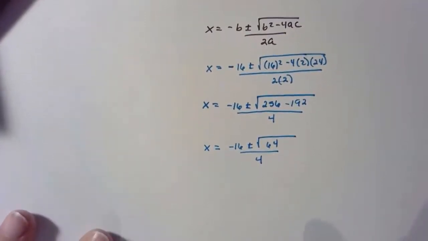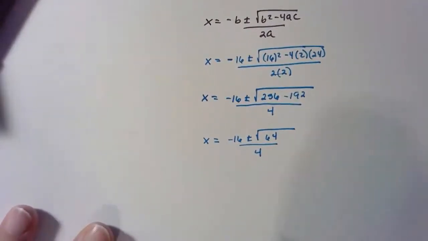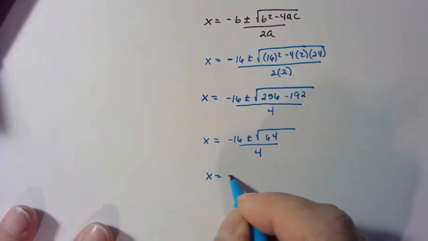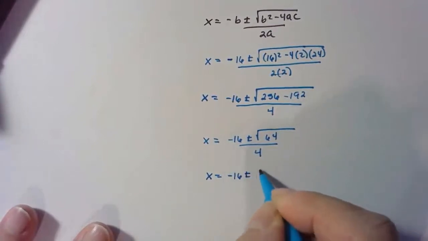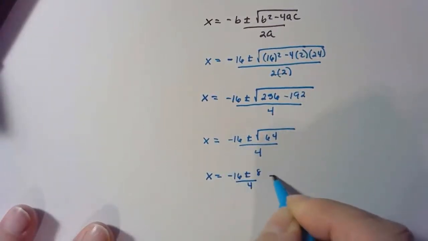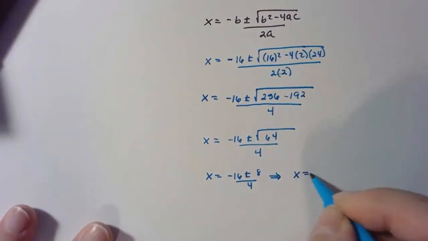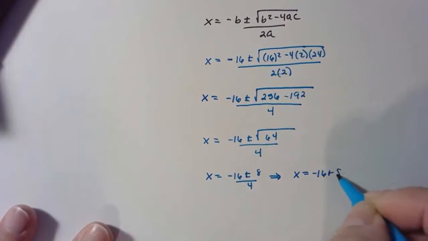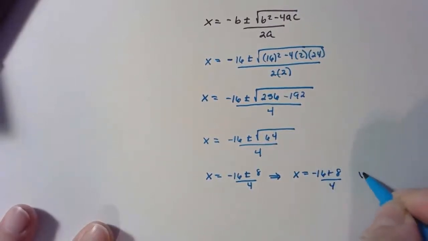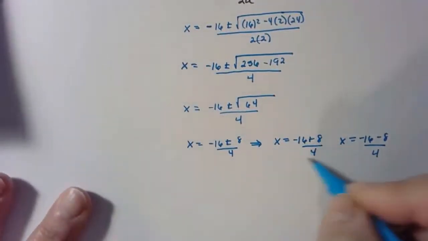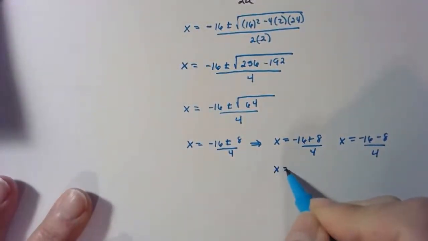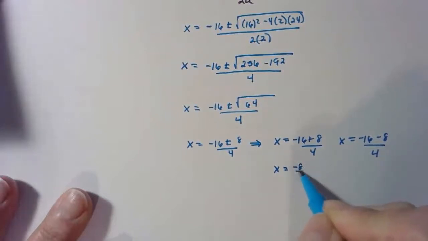And this is nice because we know what the square root of 64 is. It's 8. So what I really have here is negative 16 plus or minus 8 over 4. Now this is going to generate two answers. It's going to generate x equals negative 16 plus 8 over 4 and x equals negative 16 minus 8 over 4. Okay? And cleaning this one up here, negative 16 plus 8 gives us a negative 8 over 4.